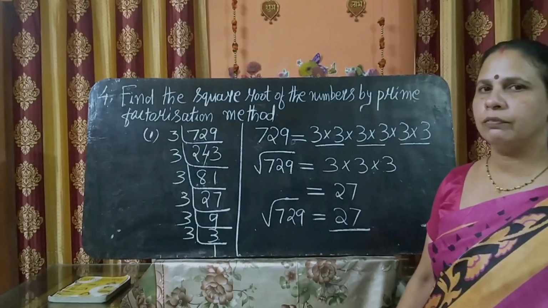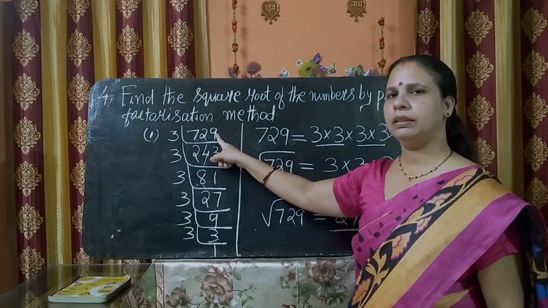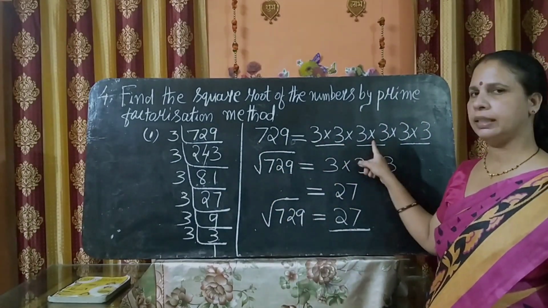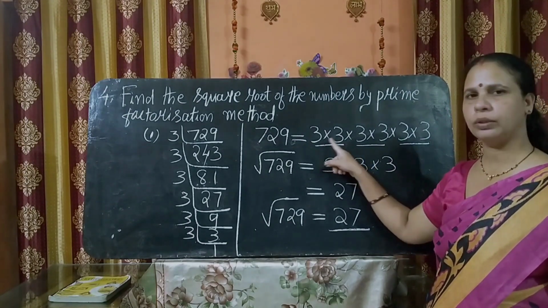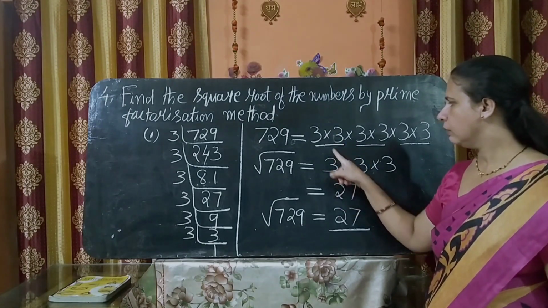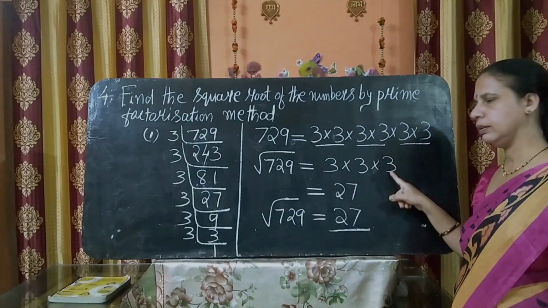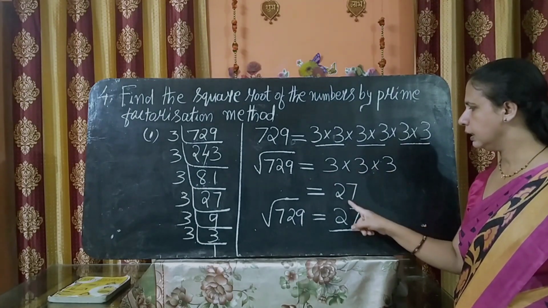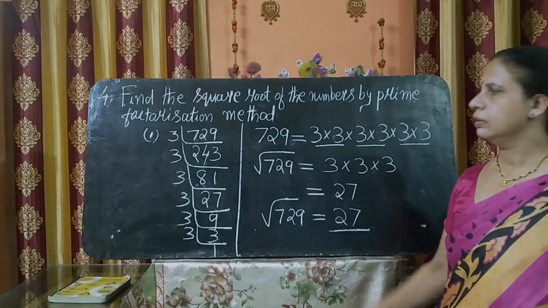How do you take the square root of a number by the prime factorization method? First, take the factors of the given number. Then make the factors into pairs. One pair means 2 numbers. From each pair, you have to take 1 digit. Again, from the next pair, take 1 digit, and from the next pair, take 1 digit. Then multiply all the digits. You will get the square root of the given number. Copy this down.